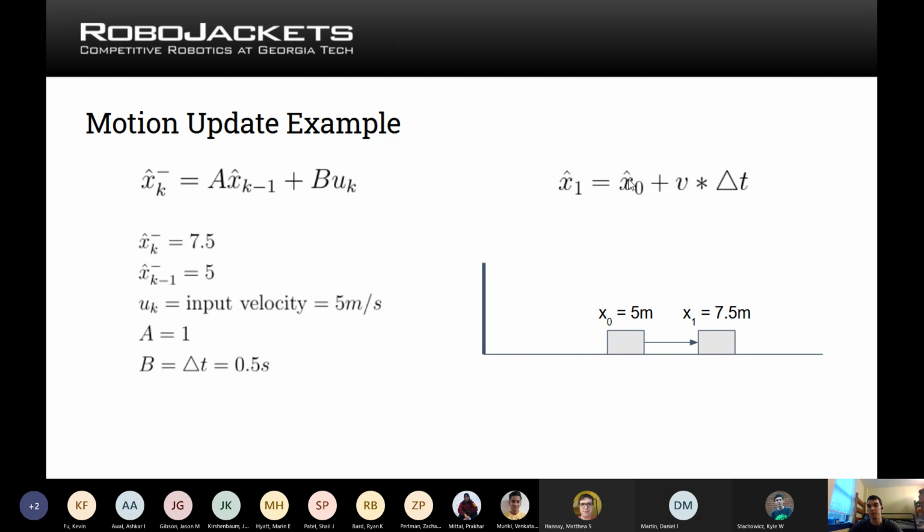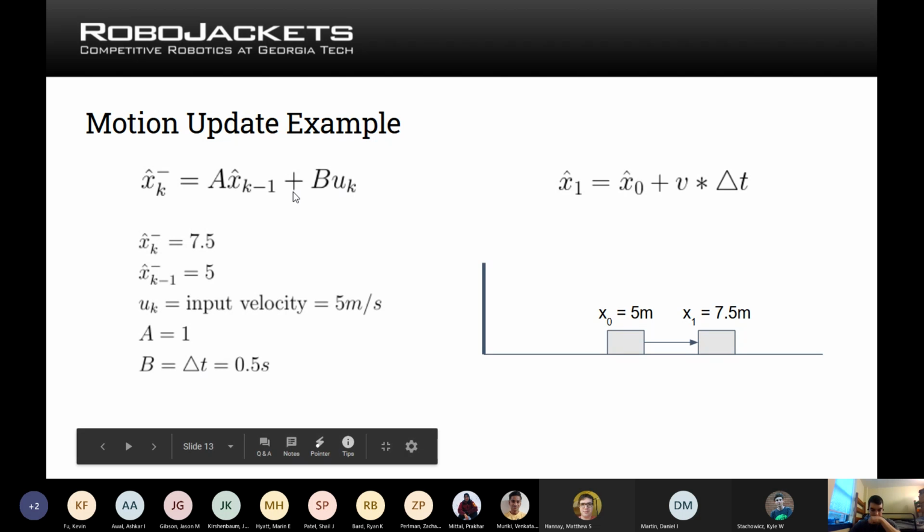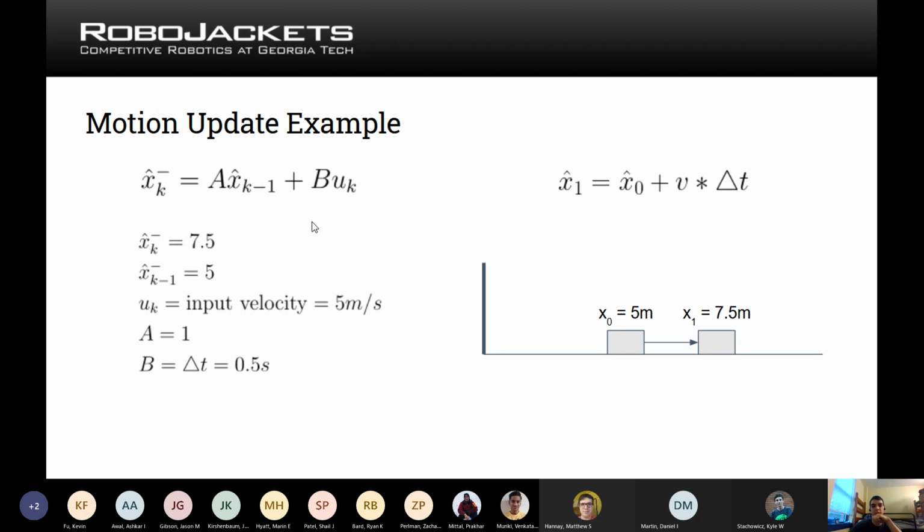As you know, the position plus velocity times the change in time is going to be equal to the new position. So we're doing the exact same thing here, but expressing it in this form. A is just going to be 1, because we assume the previous position stays the same, plus whatever velocity we input times the time step. Sorry, B here is actually just the time step. So we essentially have 1 times the position plus the time step times the velocity. So this is exactly the same.